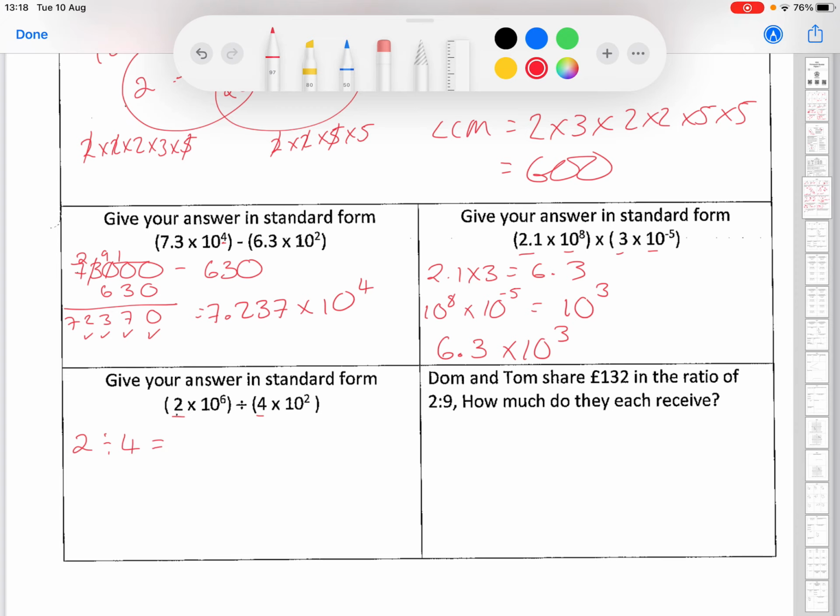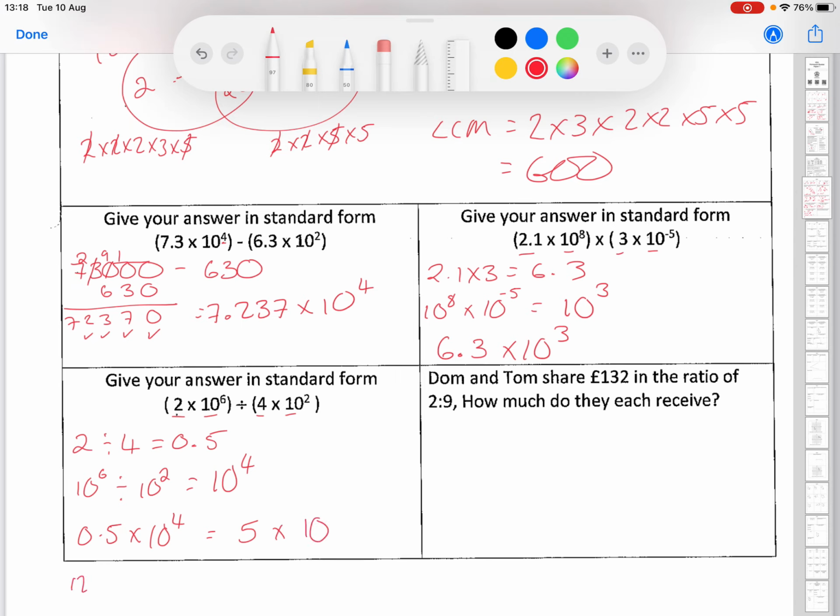Dividing, we're going to do 2 divided by 4. 2 divided by 4 is 1/2, or 0.5. Then we've got 10 to the power of 6 divided by 10 to the power of 2. When we're dividing, we take away our powers. So we've got 6 take away 2, which is 10 to the power of 4. So our answer is 0.5 times 10 to the power of 4. However, it's not, because we need to change that into a number bigger than 1, basically. Well, between 1 and 10. So our answer is going to be 5 times 10.